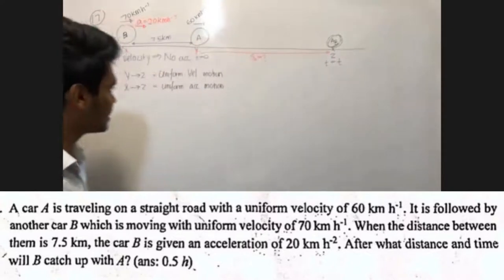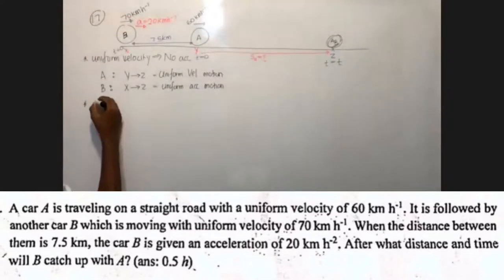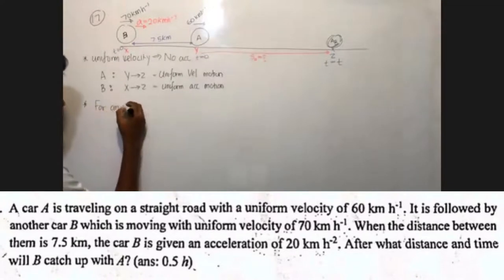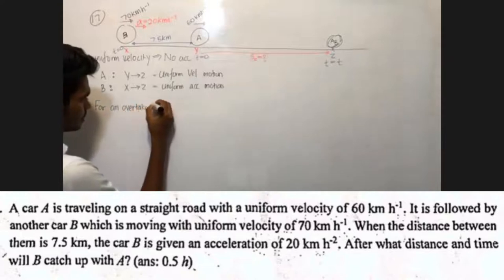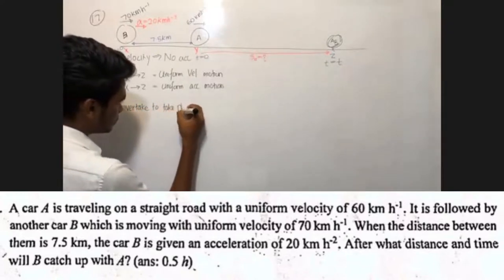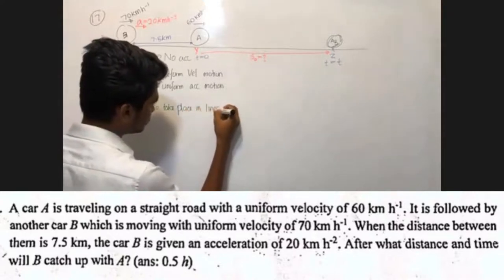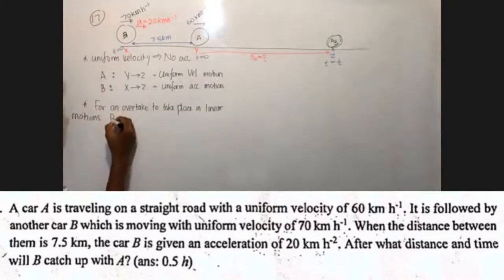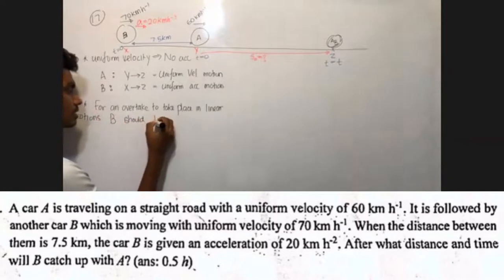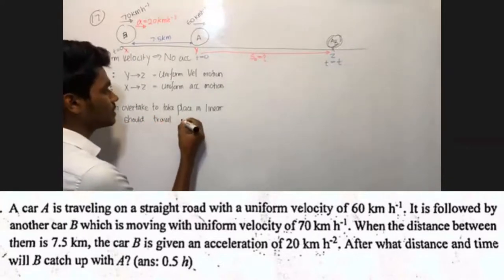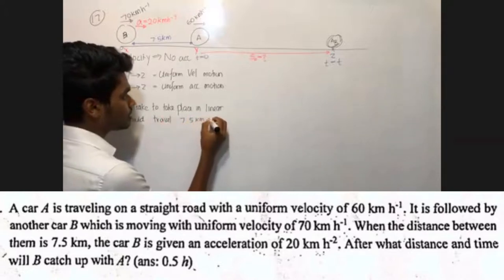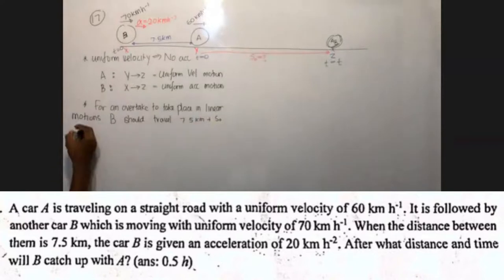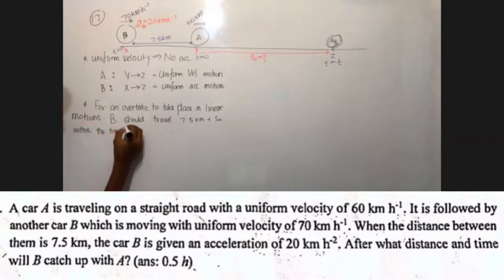So, remember this, guys, right? For an overtake to take place in linear motions, B should travel 7.5 kilometers plus S naught within the time T.